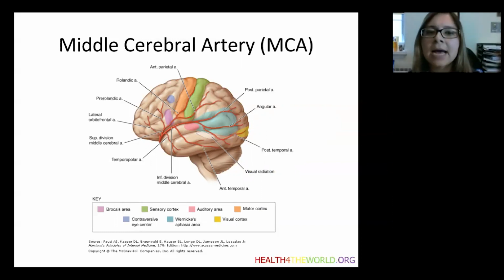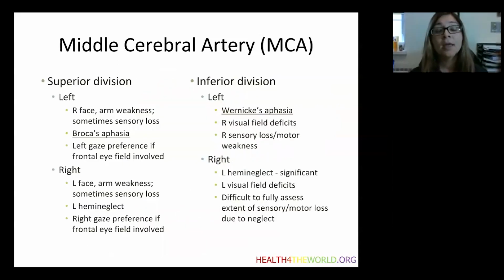We can see that the MCA really does provide blood supply to a large area of the brain, and most of the strokes we see, about 2/3, do occur in the MCA vasculature. And so it's really helpful to be aware of the physical, cognitive, and emotional consequences of a stroke to the MCA. So let's talk about that. I've broken it up into the superior and inferior divisions, left and right. So let's start with the superior division, which we saw earlier on the images.